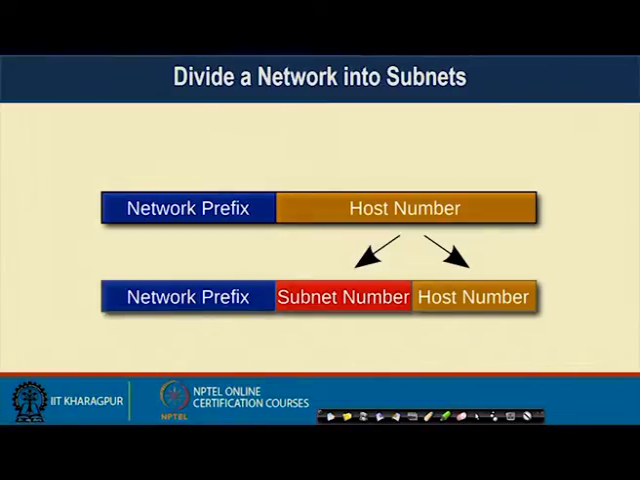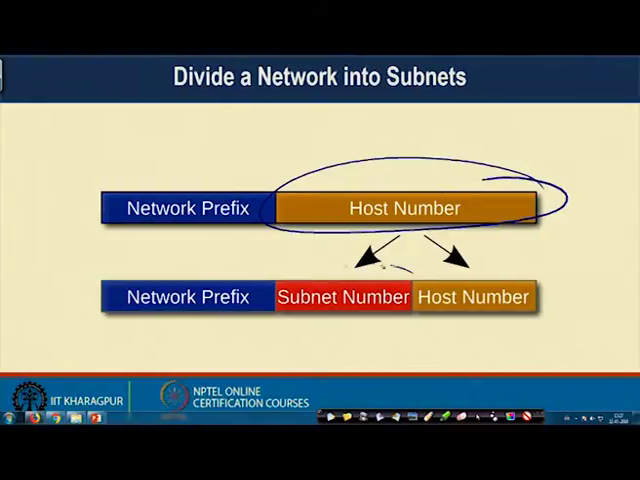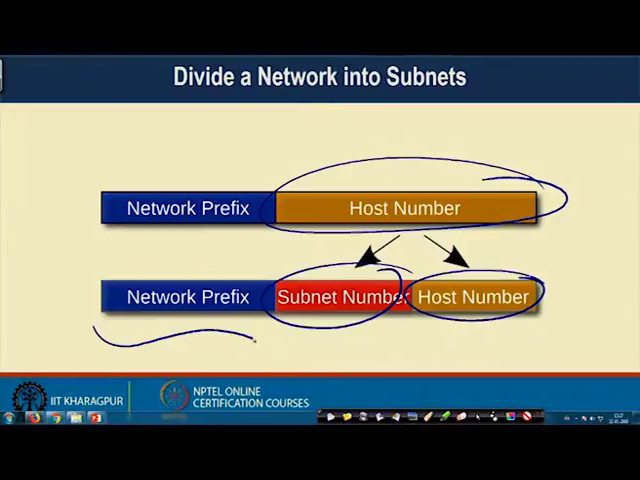So, in case of your classful IP addresses, you had the network prefix along with the host number. This entire host number space is now divided into the subnet number and the host number. This original network prefix from classful addressing and the subnet number together give you the subnet IP. So, this subnet IP is the IP of the network to which your machine belongs.